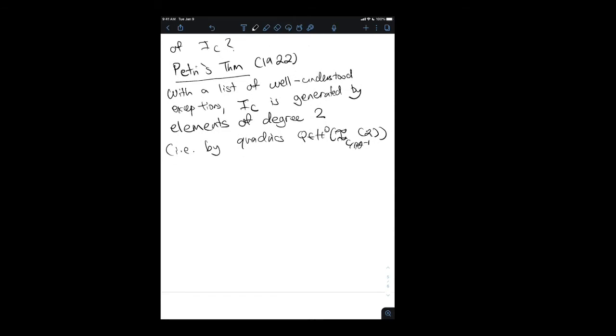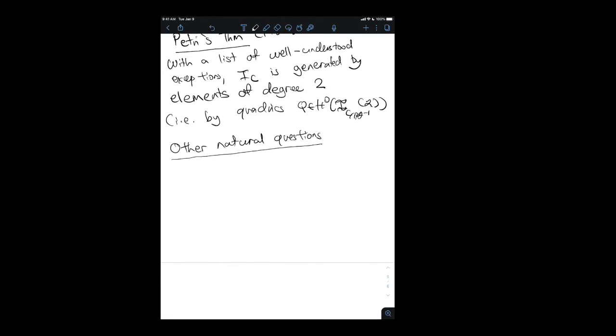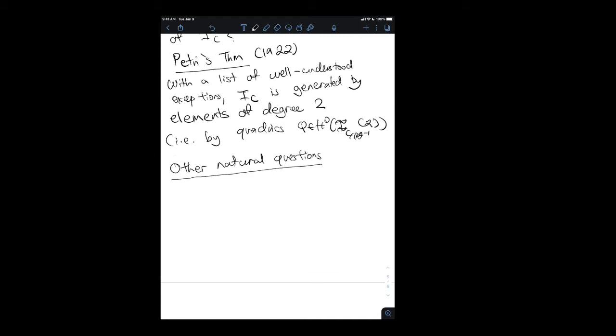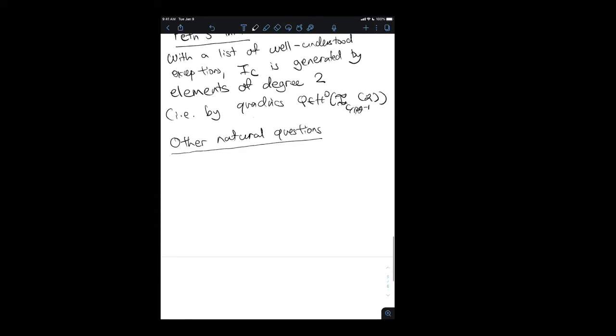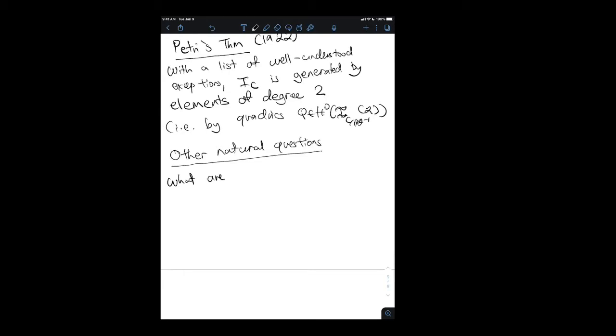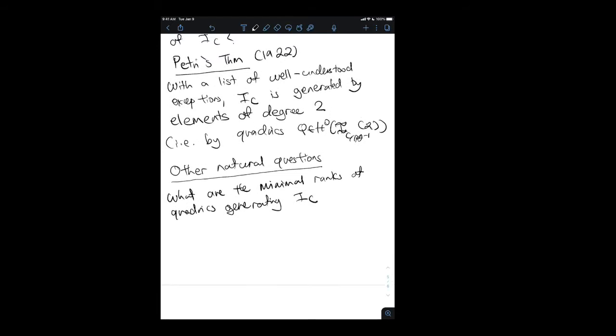So let me just mention one other question. If we know that we can find a set of generators for the ideal of the curve given by quadrics, then, well, we have a notion of rank of a quadric. So a natural question that comes up is, what are the minimal ranks of the quadrics which generate the ideal of the curve?